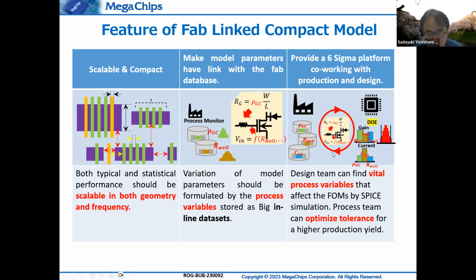This kind of iteration loop between three teams in a design scheme is a good scheme. We thought it's ideal conditions to develop our product in a faster time period and with higher yield. This is the concept of the fab-linked compact model. So how we do that is the problem.